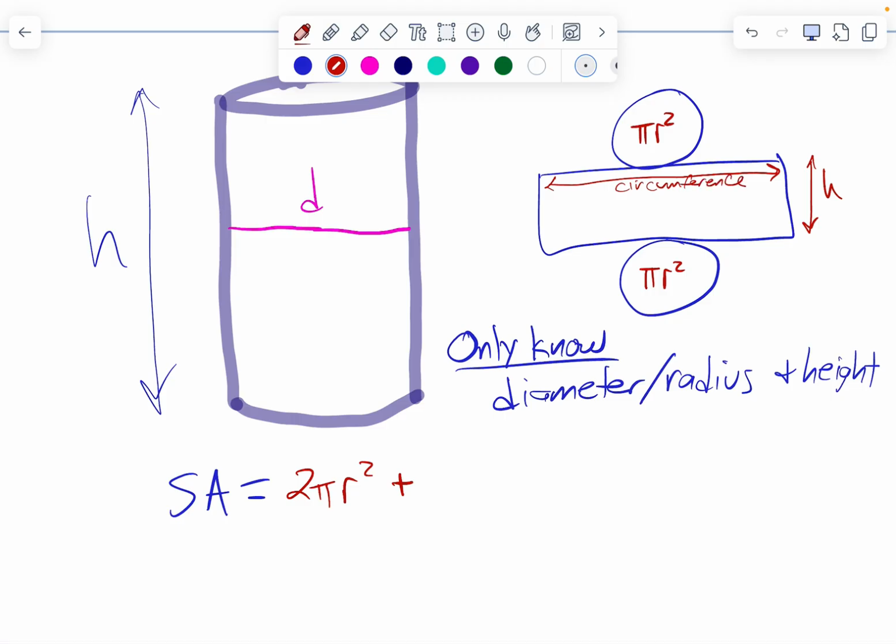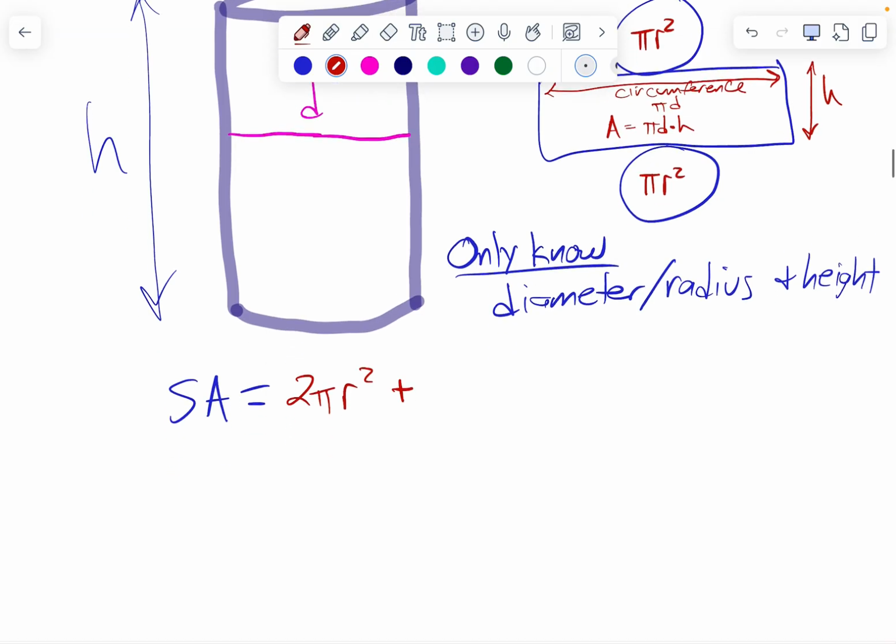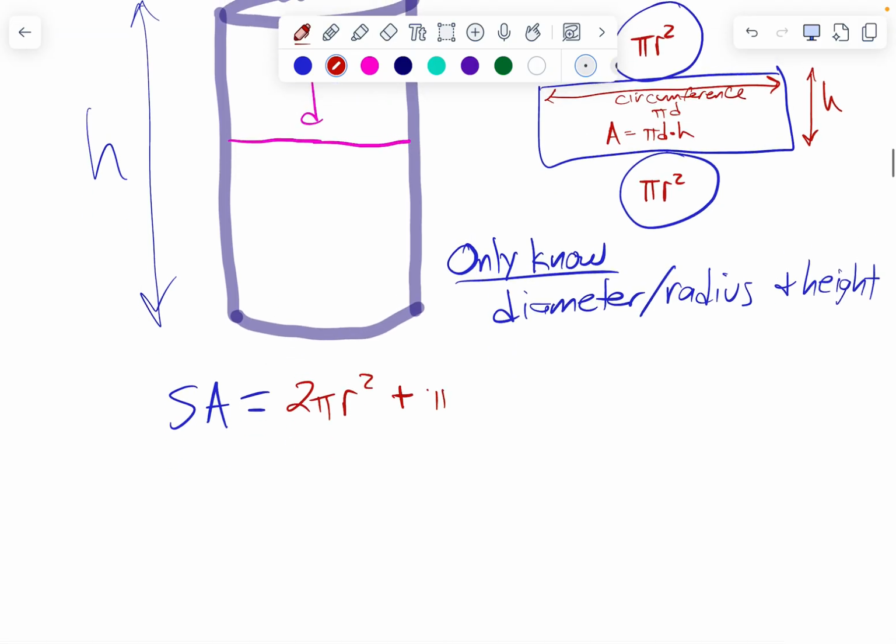What's the formula for the circumference of the circle? It's pi times diameter, right? So pi times diameter. So the area of this part is pi times diameter, that's the length, times height, which is the width. So length times width just looks a little different here because it's in circle terms instead of length and width terms. Okay, so pi dh.